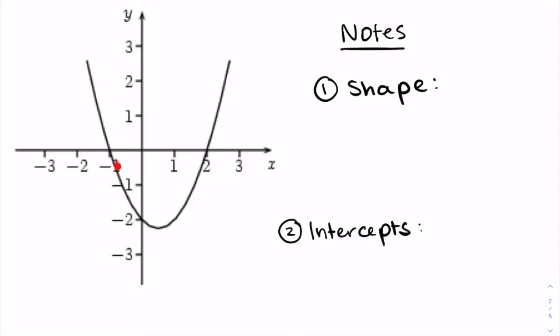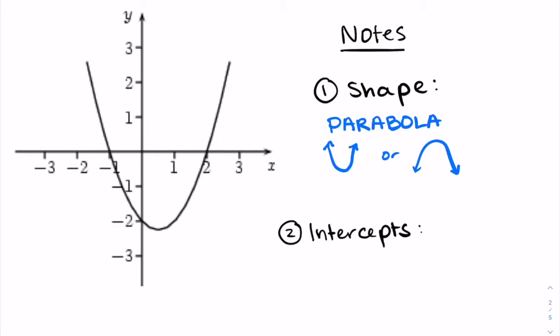The very first thing that I notice is the shape of this parabola. It's not a line, it's not a linear equation like we're used to seeing. It's got this curved shape to it, and that shape is called a parabola. A parabola can be curved up, like this one, or curved down.